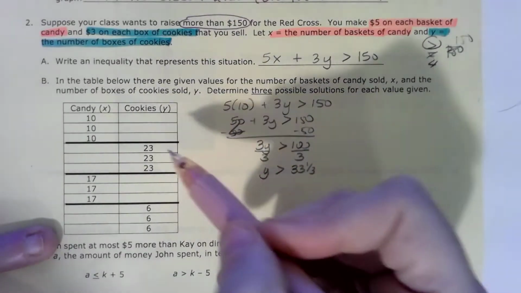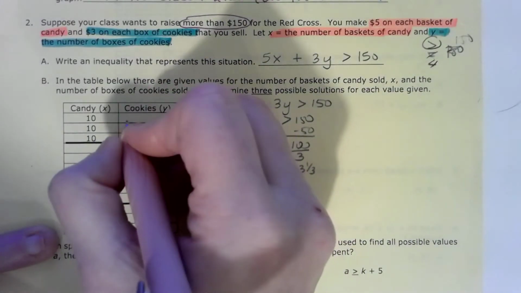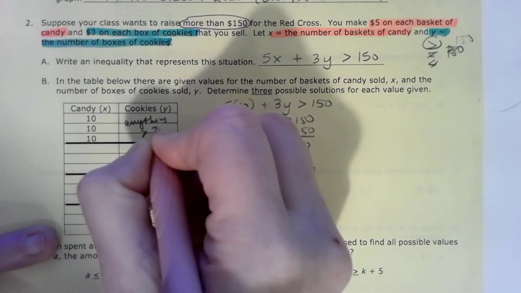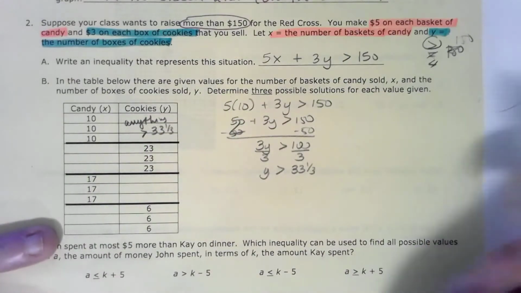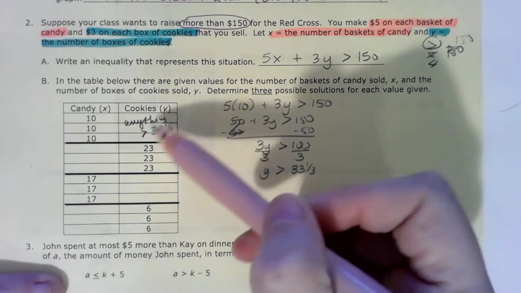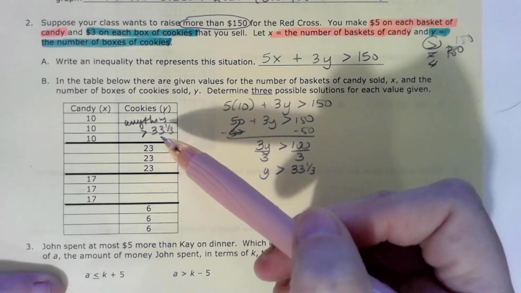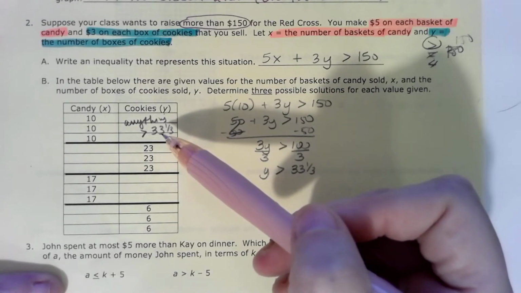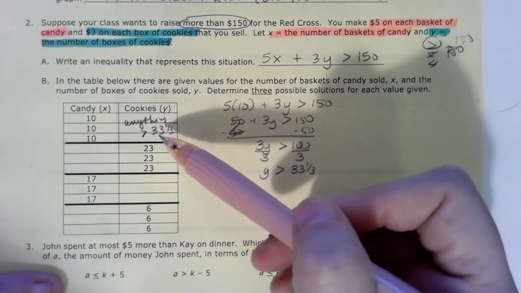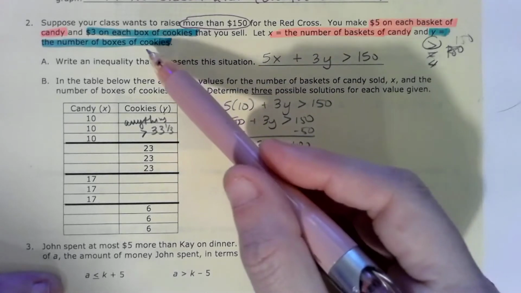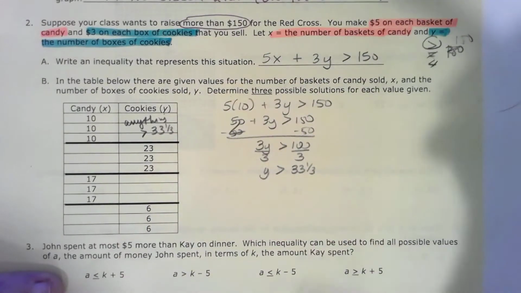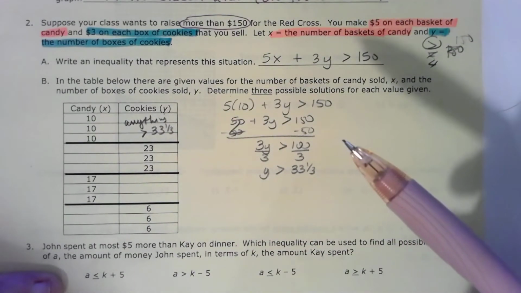So basically any value greater than 33 1/3. If you put 34, if you put 500, if you put 6 million, anything bigger than 33 1/3. You can't include 33 1/3 though. It's got to be bigger than that. And honestly, what's a third of a cookie? You're not going to sell somebody a third of a box of cookies. So it's got to be whole numbers. Remember, always keep domain and range, discrete and continuous in the back of your mind.